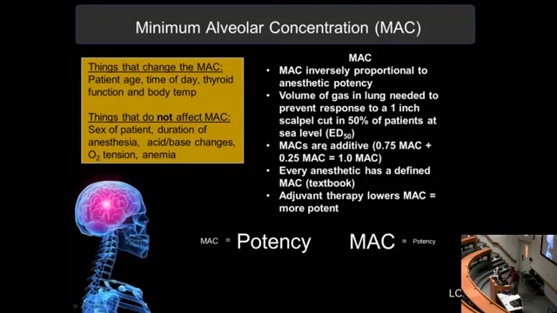The MACs are additive. So if you've got two drugs on board, one with a 0.75 MAC and one with a 0.25 MAC, the total MAC is 1. Meaning the total ED50 in terms of that patient's response to this scalpel cut is going to be additive with both drugs on board. So theoretically, the more drugs that you put on board, the less the patient is going to feel that scalpel pain.